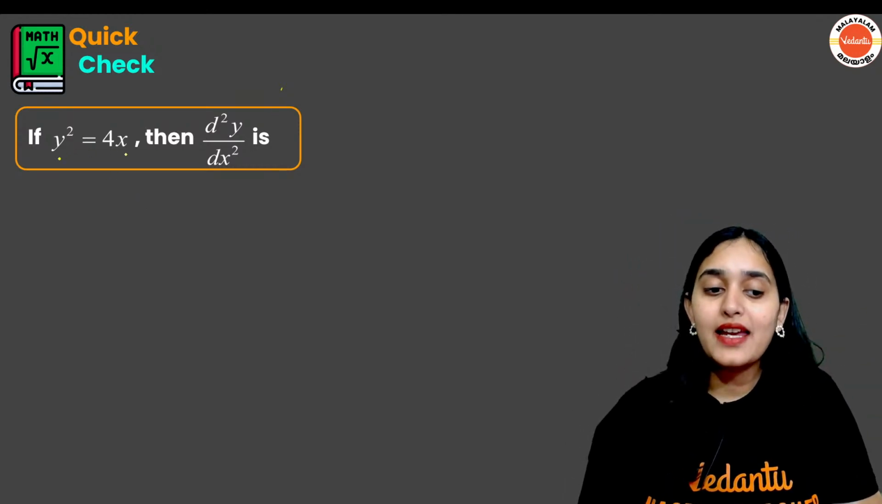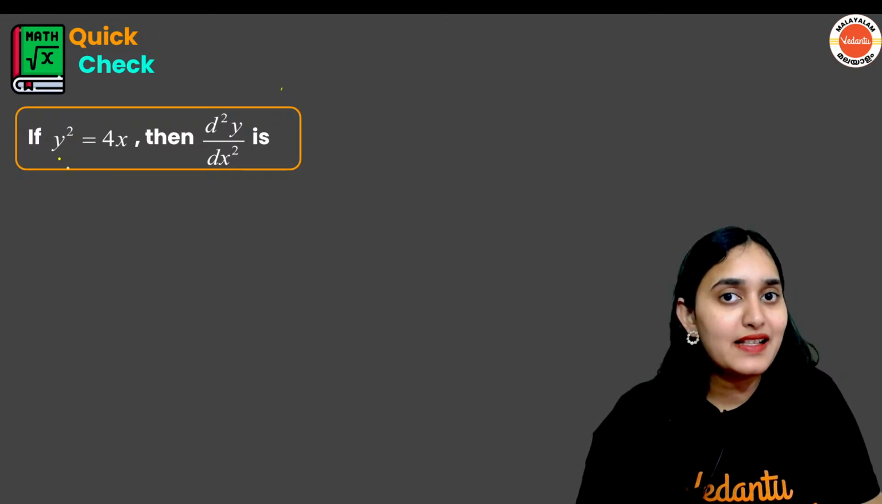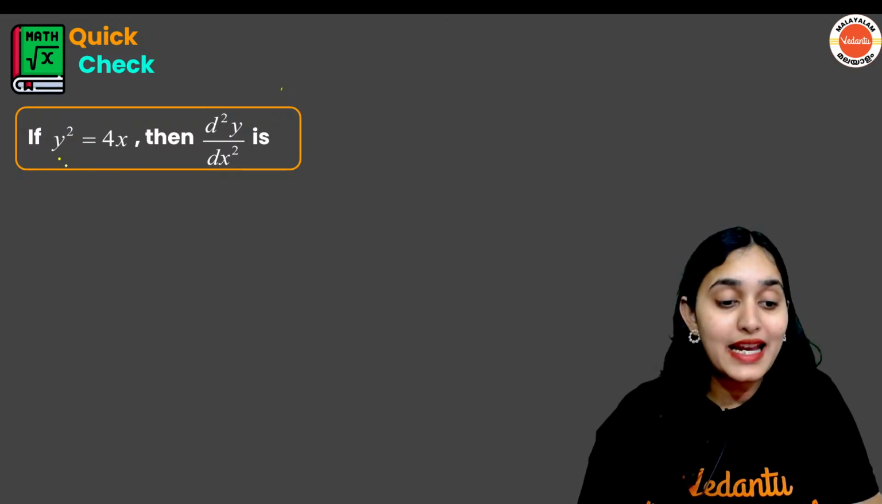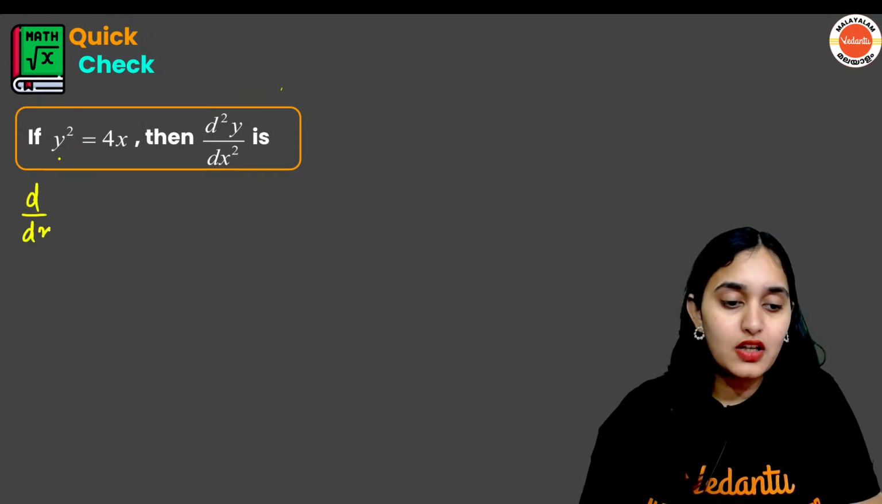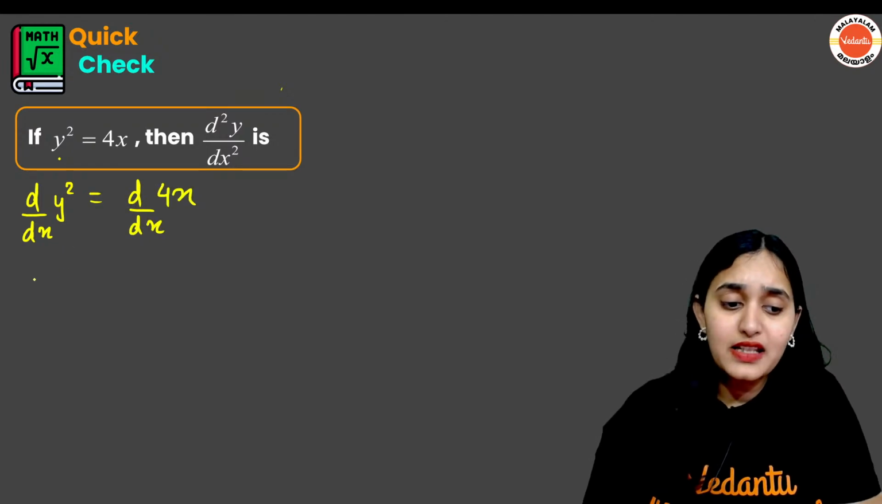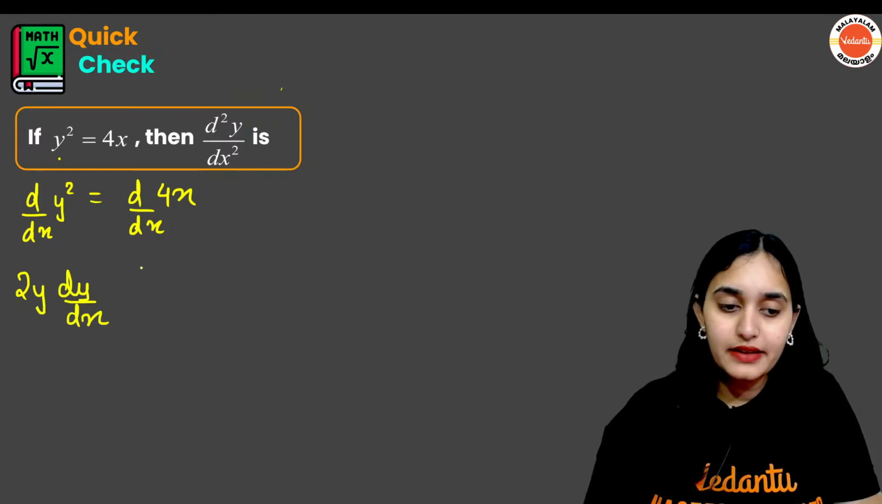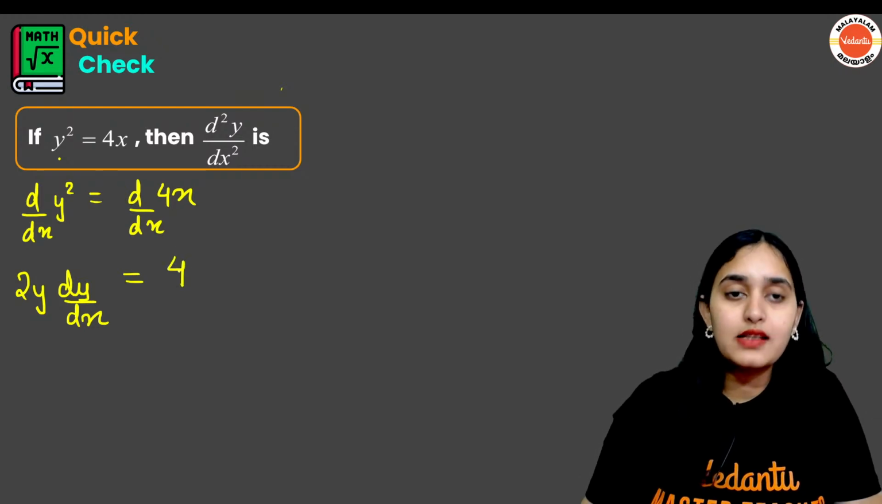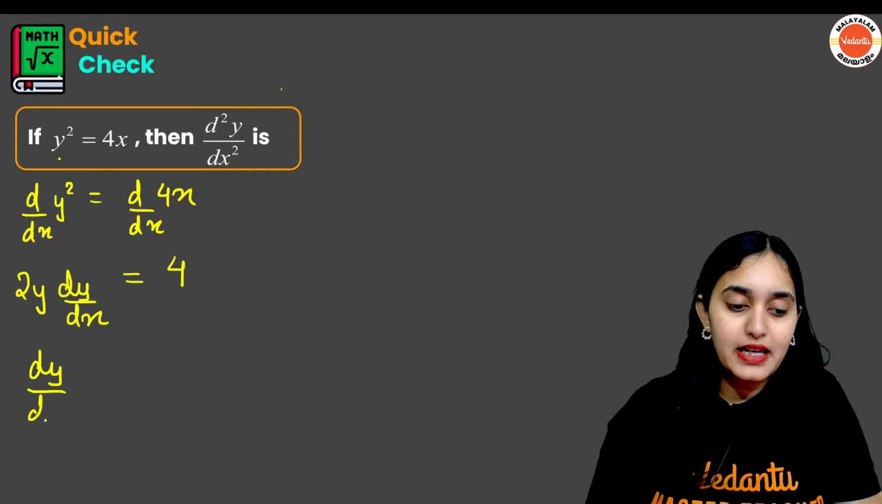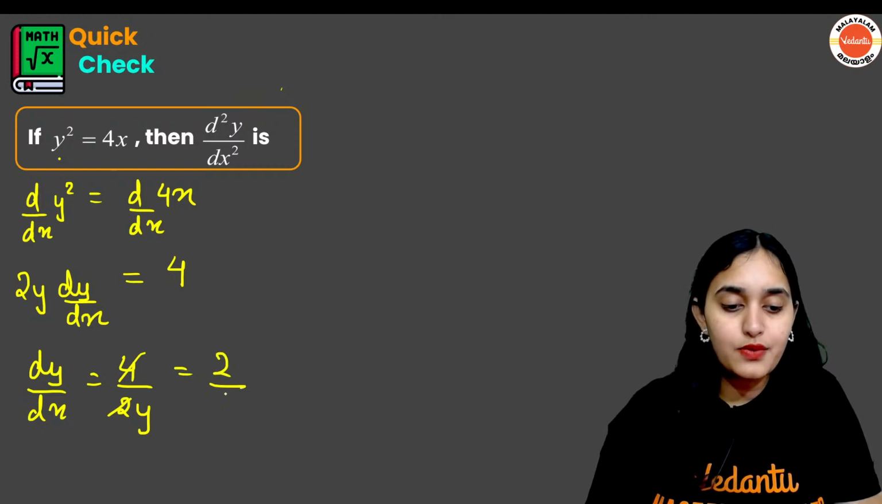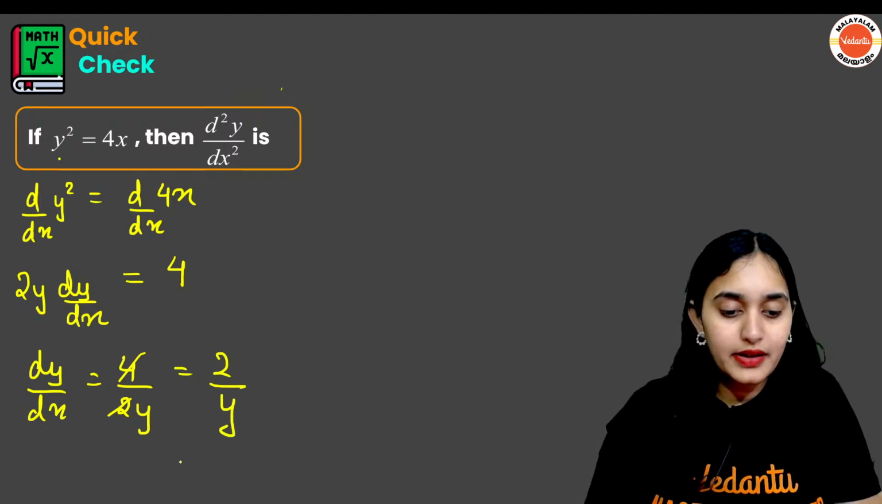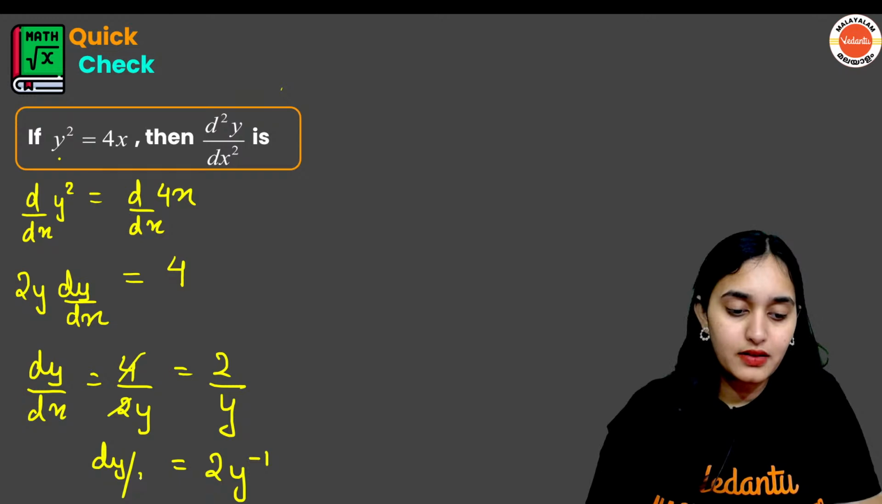Now, if y square is 4x, what is d square y by dx square? That means differentiate it. So, the differentiation of y square is the differentiation of 4x. Y square differentiation is 2y into dy by dx, right? 4x differentiation is 4. So, dy by dx is 4 by 2y. 2 2s are 4, so it is basically 2 upon y. Can also be written as 2 into y to the power minus 1. This is dy by dx.